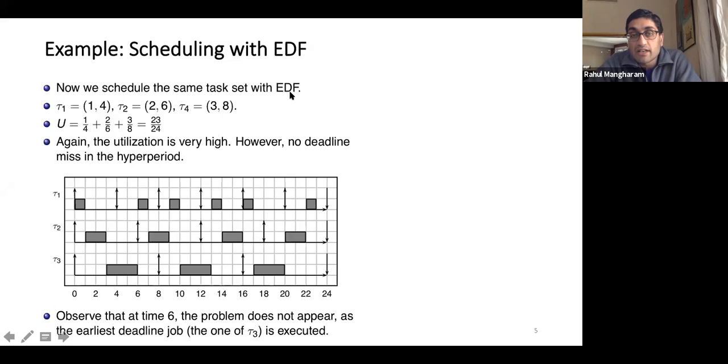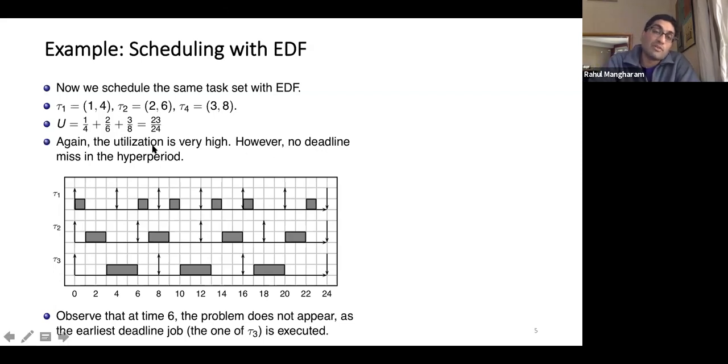But with earliest deadline first, the utilization bound is 100%. If the utilization of the task is less than or equal to 100% of the processor utilization, or less than or equal to 1, then the task is always schedulable. So that's really simple, right?